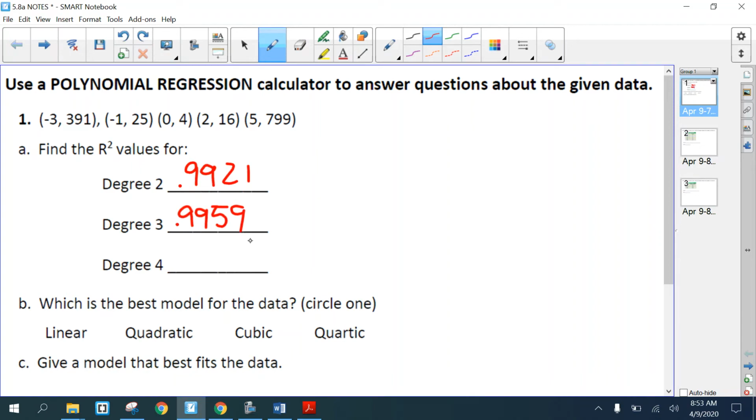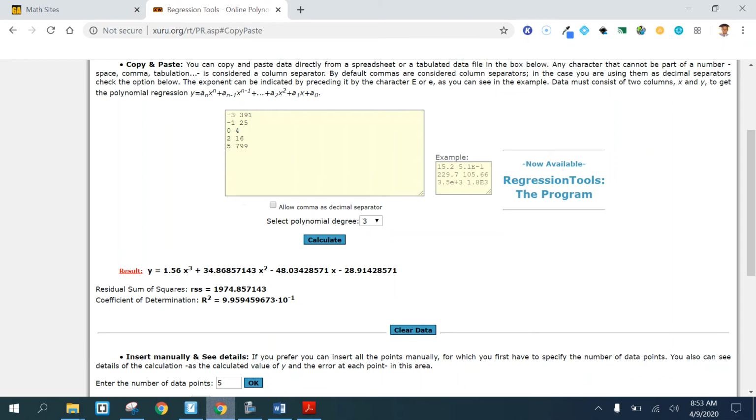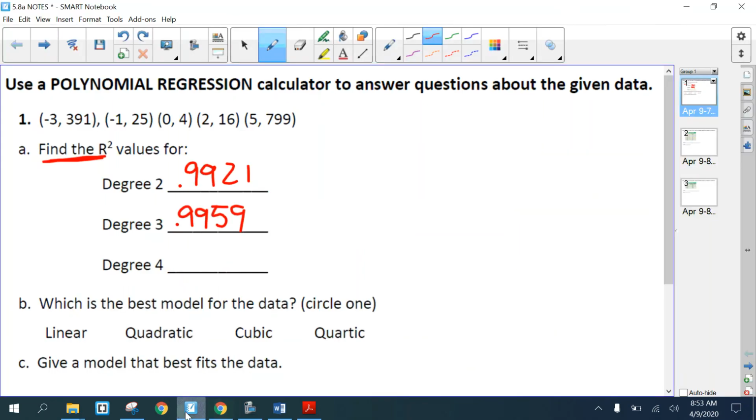Now here's what I'll tell you about the r squared value. The closer the r squared value is to 1, the better this regression is. So we can tell that a degree 3 is better than a degree 2, because 0.9959 is closer to 1. So let's try a degree 4. Calculate. Aha, this one looks nice. Notice the r squared value is exactly 1. That's perfect. That's what we want. The closer the r squared value is to 1, the better the estimate is.